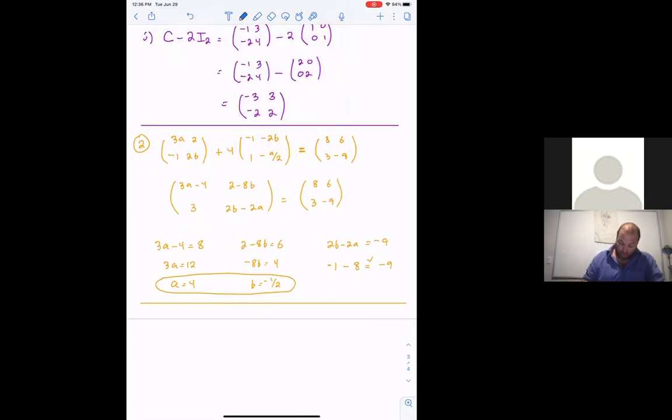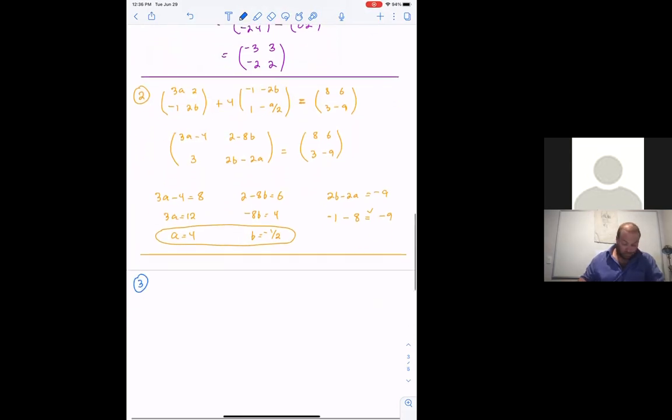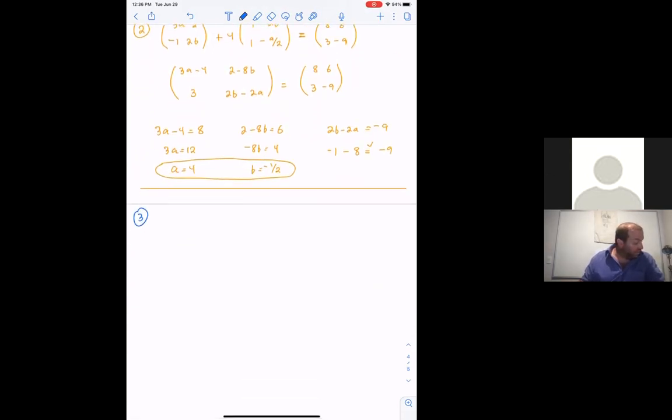Question number 3. It says solve each equation for x, where x is a matrix. 3x minus, this is part A, minus the matrix 2, -1, 1, -2 is equal to the matrix 3, 5, negative 7, 0. How do you solve for x?